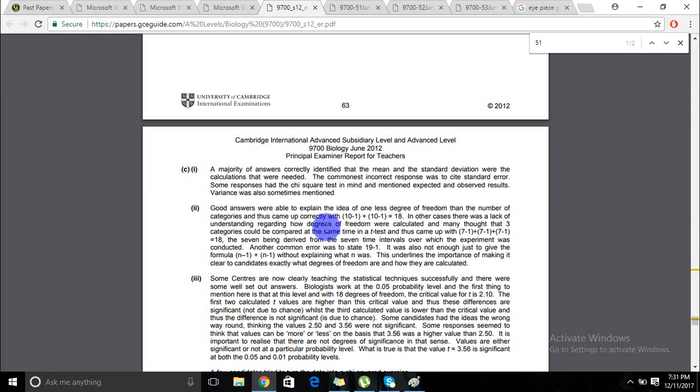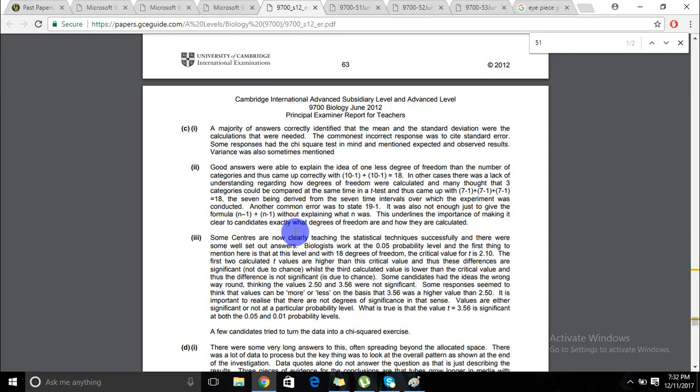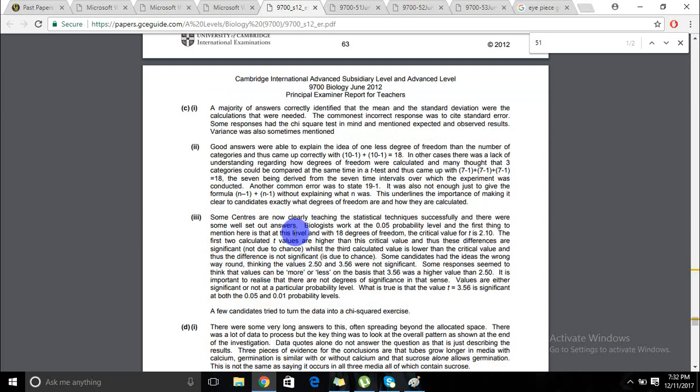Lack of understanding as to how this was calculated. 3 categories should be compared at the same time in the t-test. Obviously, you can only compare 2 sets. And it wasn't just enough that you had to give the formula, you'd have to explain what n was. Some centers are now clearly teaching the statistical technique successfully, and there were some well set out answers.